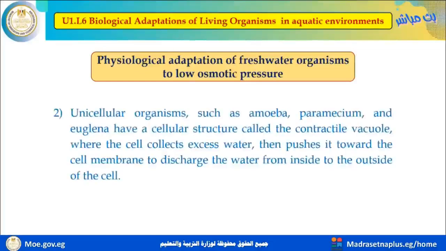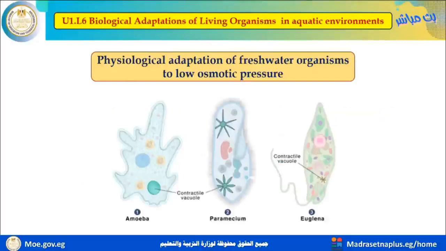Unicellular organisms such as amoeba, paramecium, and euglena have a cellular structure called contractile vacuoles, where the cell collects excess water, then pushes it toward the cell membrane to discharge the water from inside to outside the cell. Okay, look carefully. This is amoeba, and this is paramecium, and this is euglena. Okay, and all of them live in where?